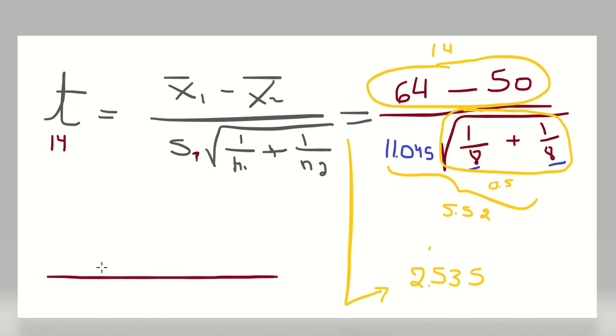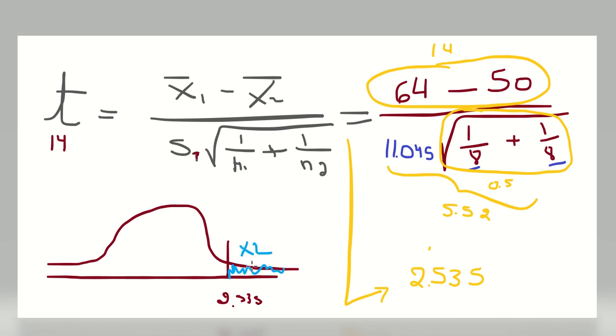And once more, here's your T distribution. And the value that you found is 2.535. And hence the p-value is going to be that area right there multiplied by 2. The table doesn't give you that, so what you're going to have to do is to do the 1 minus this area right here, and you'll have to multiply by 2. Okay, let me see if I can get that quickly.